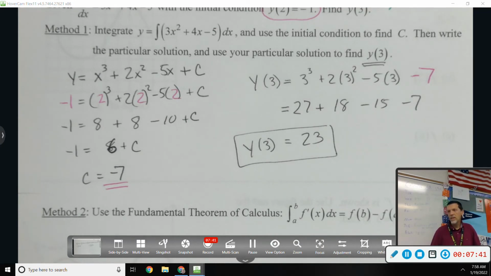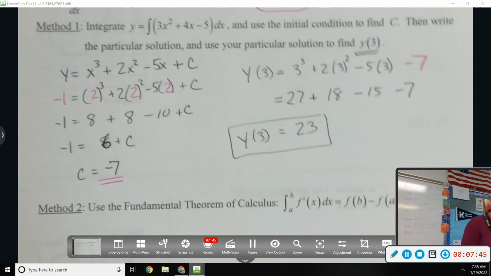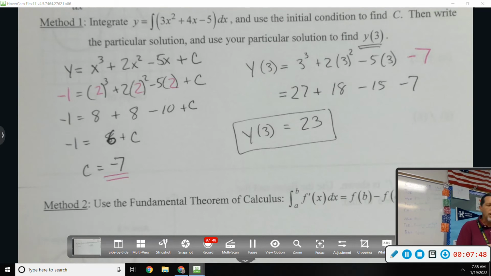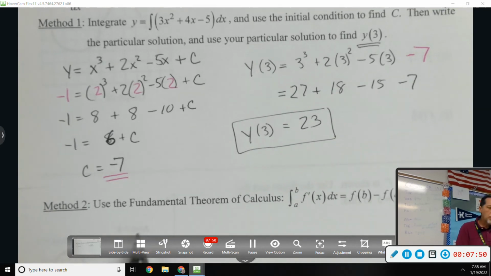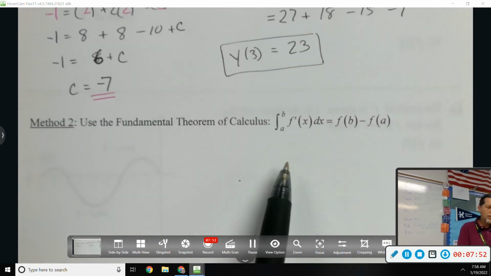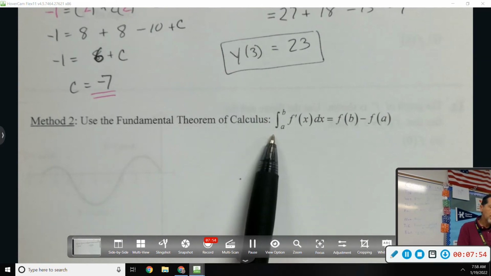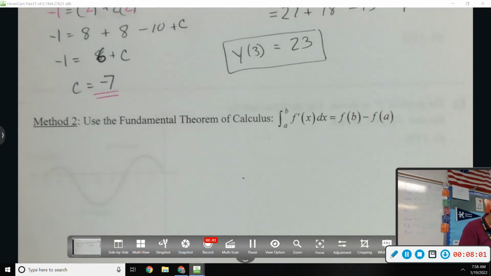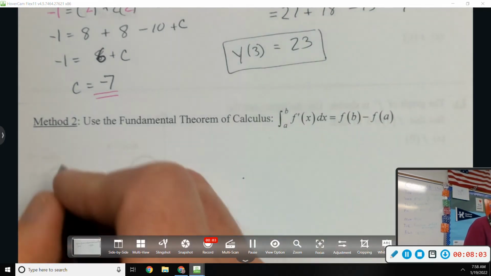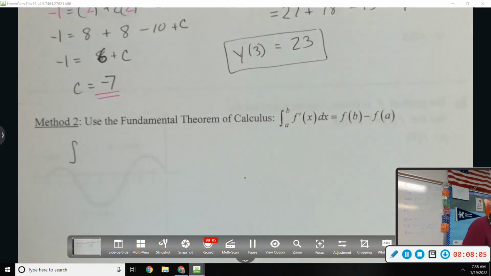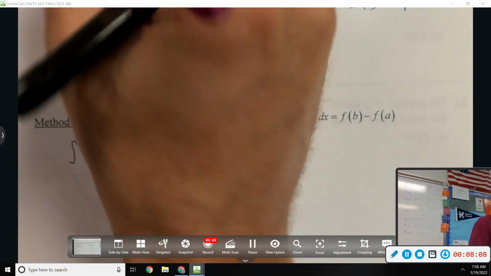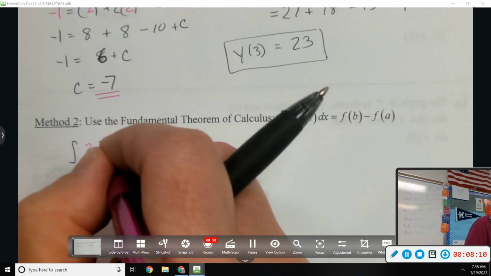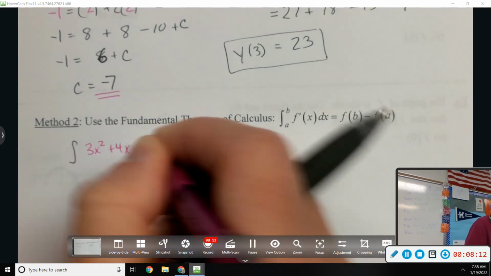Okay, that's old news. We should already know how to do that. So kind of set that aside. That was method 1. Method 2 says that if we integrate a derivative, we get back to the original. Well, we know what the derivative is. So let's integrate. The derivative was 3x squared plus 4x minus 5.